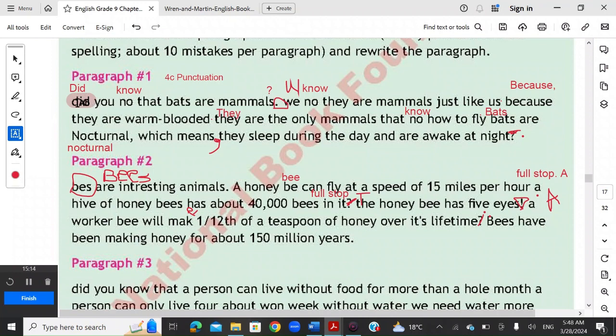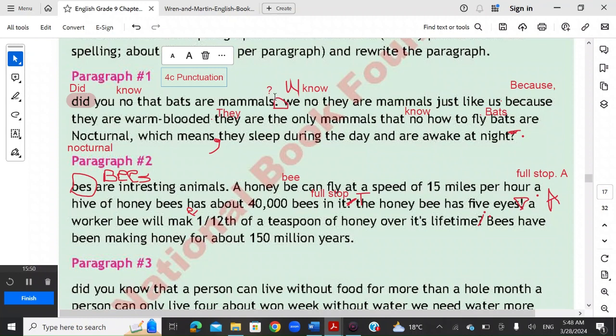As you know, the initial of every paragraph and every sentence will be capitalized. And here, the D of did is in lowercase. Hence, this is an error, and I have corrected it to Did. Did you know? This know means to know someone, किसी को जानना. Did you know? क्या आप जानते हैं that bats are mammals? This is a question, and we are not supposed to put a full stop. Rather, we are supposed to put a question mark here.